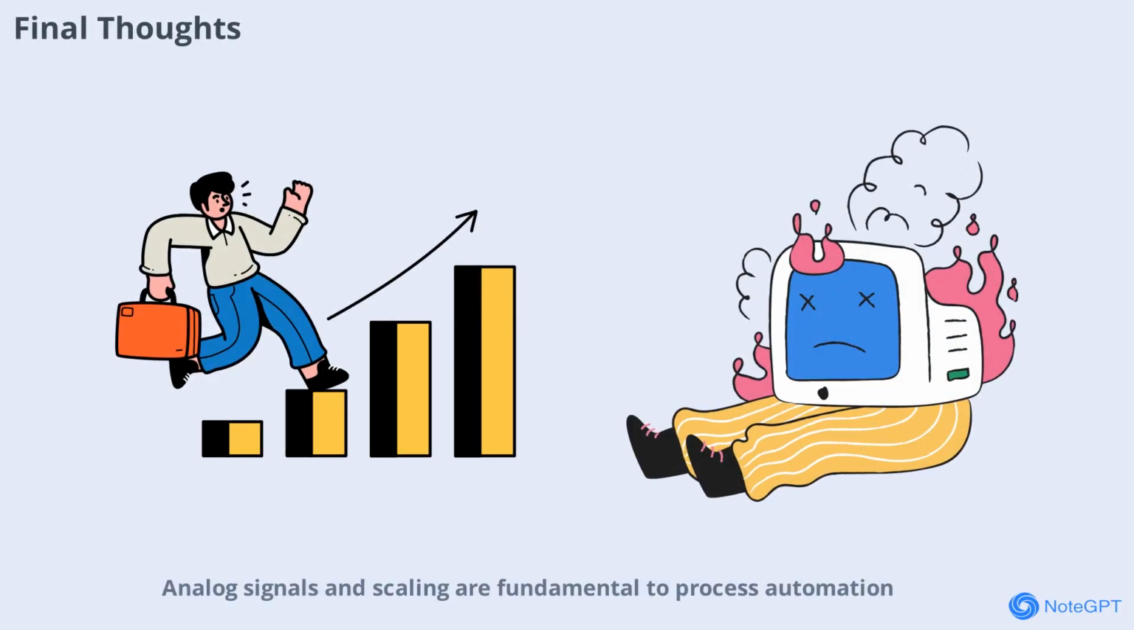Analog signals and scaling are fundamental to process automation. By mastering the concepts in this chapter, you're building a strong foundation for your career and contributing to the safety and success of your plant. Keep learning, stay vigilant, and always strive for excellence.